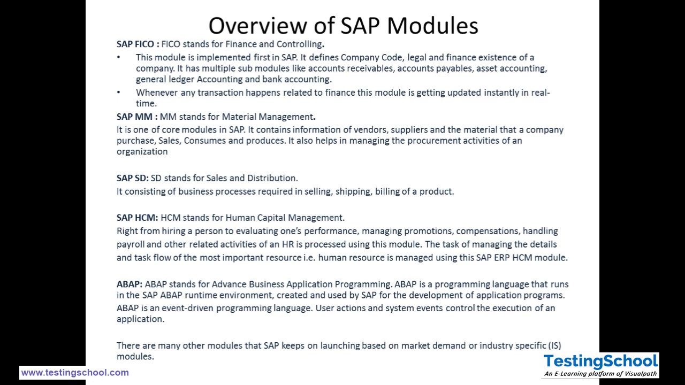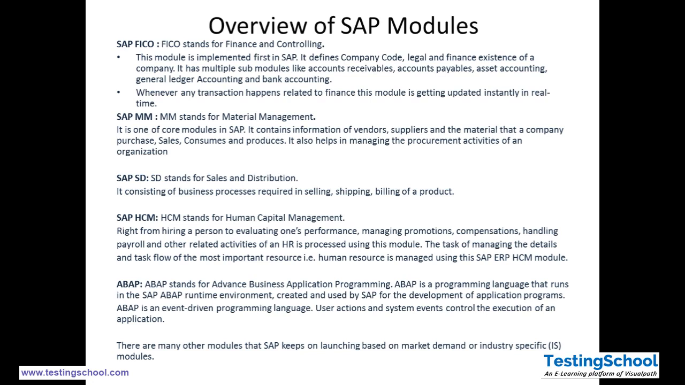Next comes SAP MM. MM stands for material management. It is also one of the core modules in SAP. It contains information about vendors, suppliers, and the material that a company purchases, sells, consumes, and produces. So all kinds of material, whether they stock it, purchase it, sell it, or consume it, everything will come under SAP MM. It also helps in managing the procurement activity of an organization. How? That we will see in the coming classes.